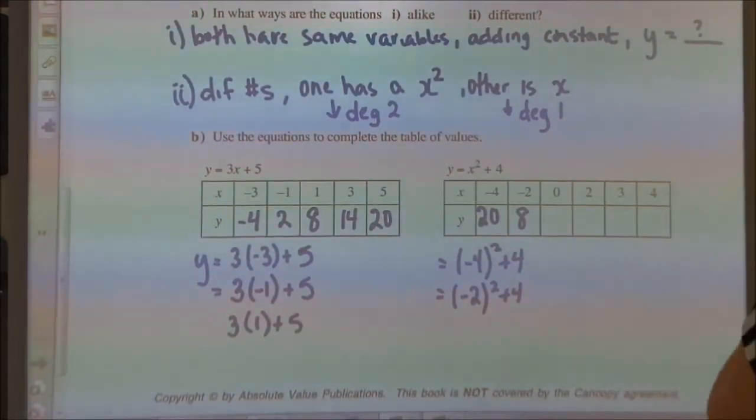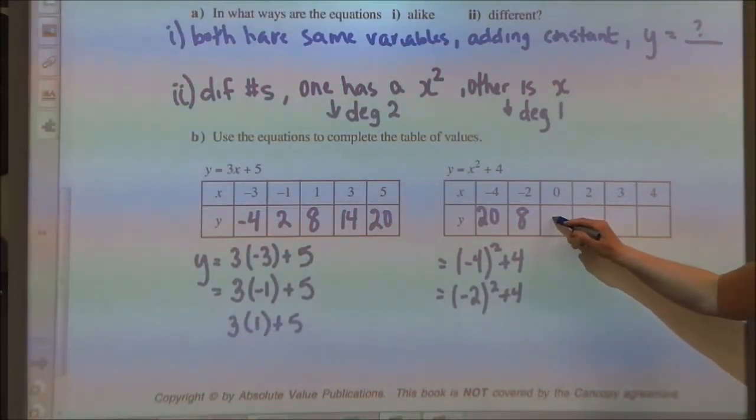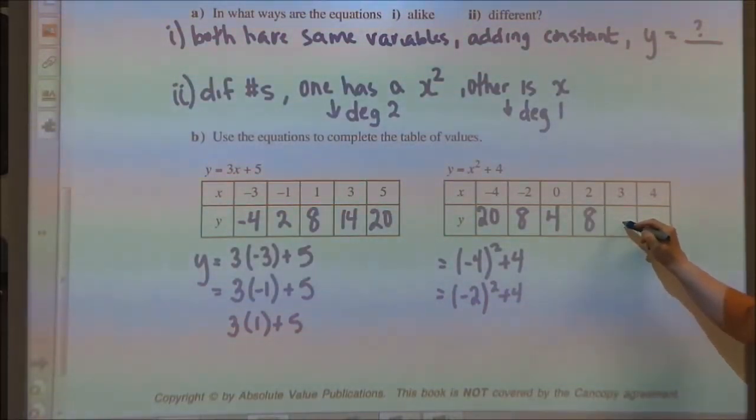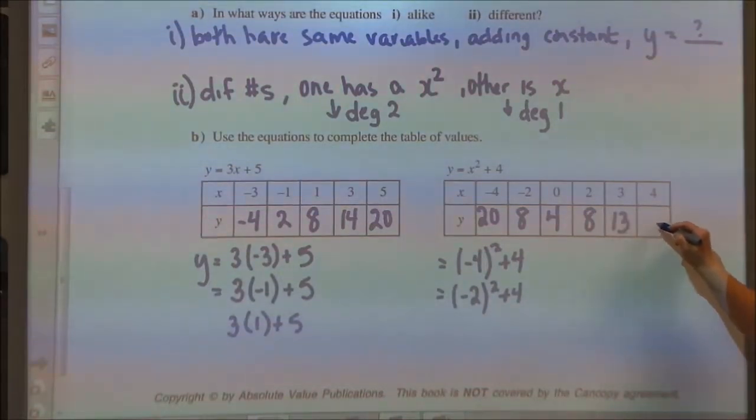So if x equals 0, y would equal 4. If x equals 2, y equals 8. If x equals 3, 13. And if x equals 4, 20.